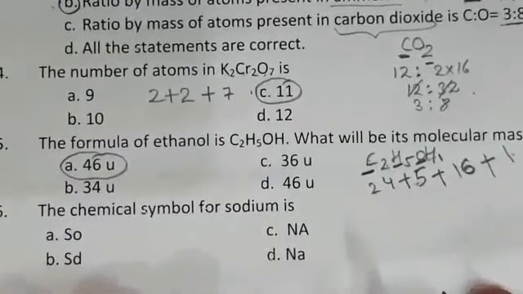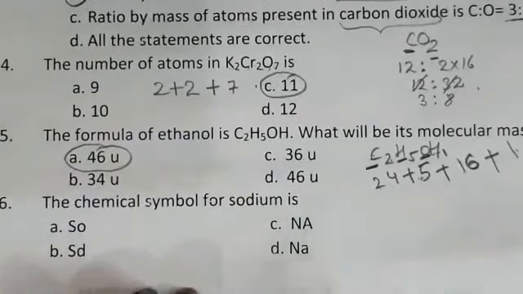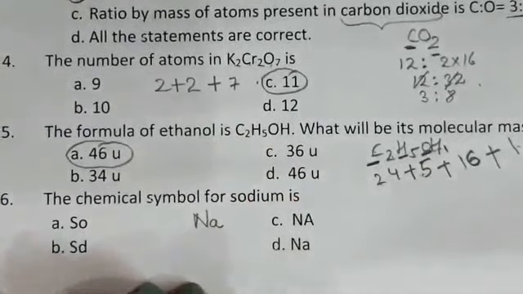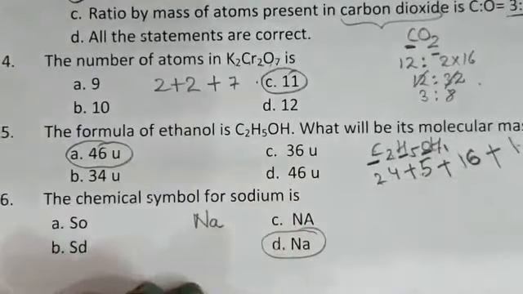Next is the chemical symbol for sodium. The chemical symbol of sodium is capital N and small a. So the answer is D. Clear?